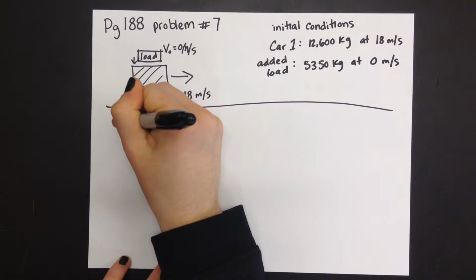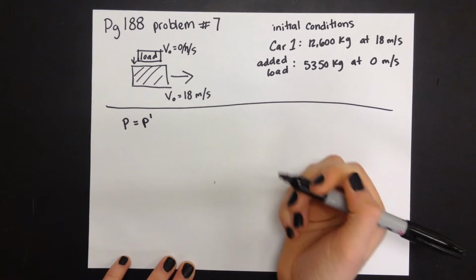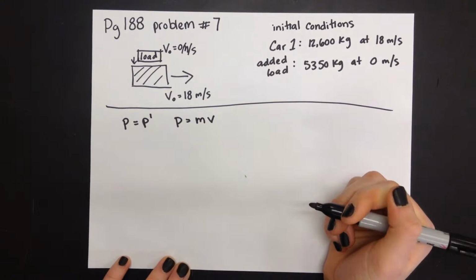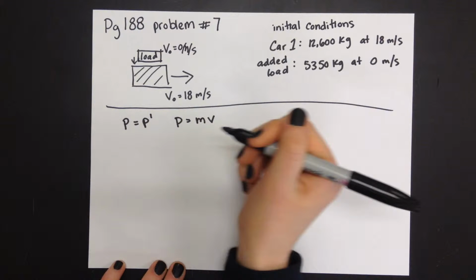So now let's get into the meat of the problem. For now, let's call the car object 1 and the load object 2. Through the concept of conservation of momentum, we know that the momentum of object 1 and object 2 before the collision and after the collision is the same. Therefore, P initial of both objects is equal to P prime, or P final, of the objects moving together after the load is added to the car. Since we know that momentum is equal to mass times velocity, we can use this concept to find the final velocity of the two objects after their collision.